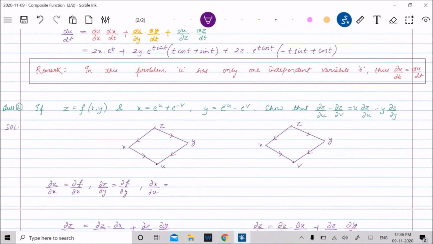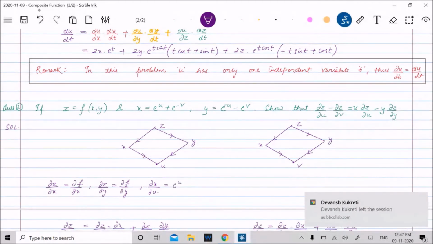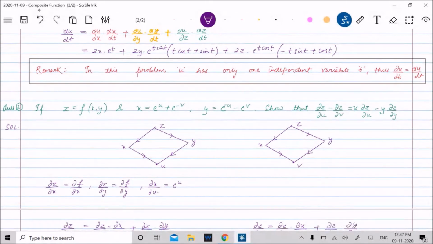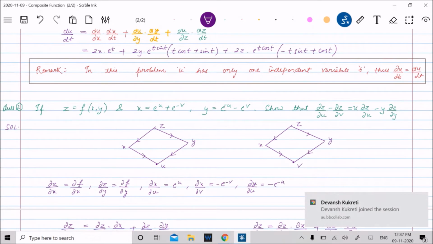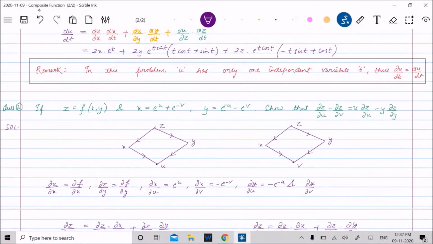Please use this relationship. Del x by del u is e to the power u. Okay, del x by del v is minus e to the power minus v, because there is a minus in the power. Then del y by del u is minus e to the power minus u. And finally, del y by del v is minus e to the power v.